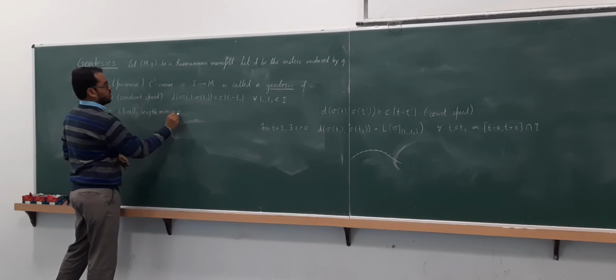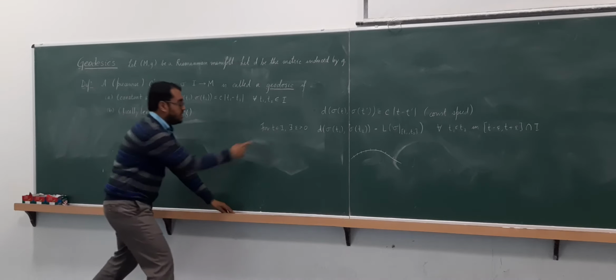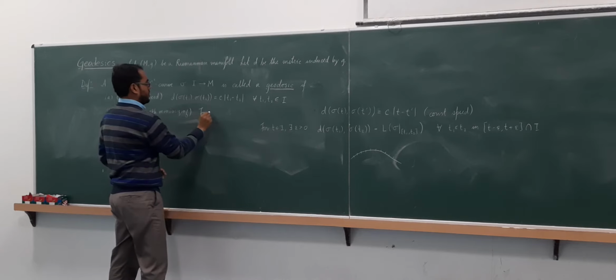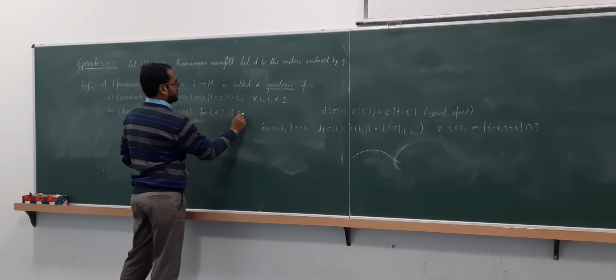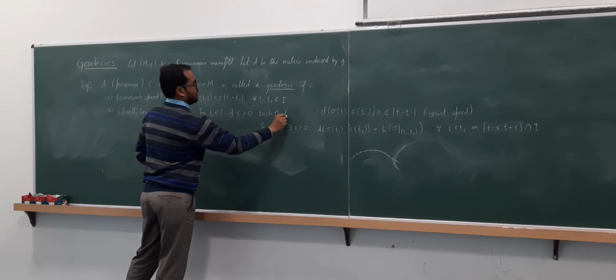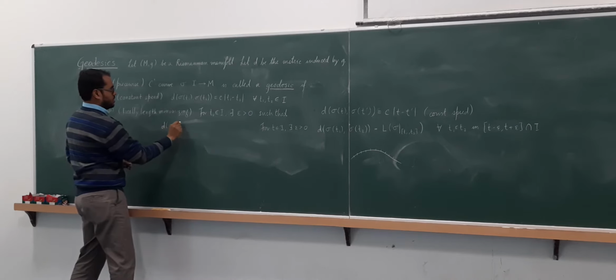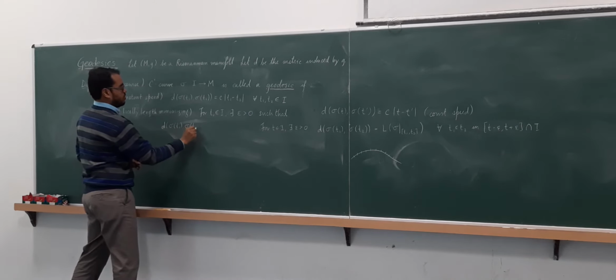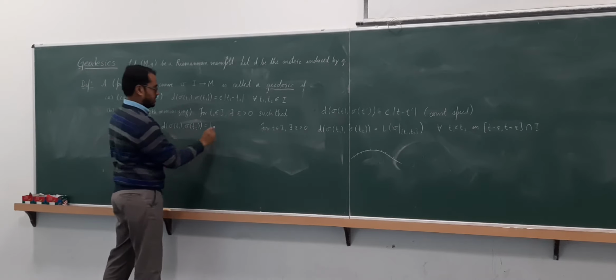I am just going to write down the same thing that I have over there. Right? So this means the same thing. So for T0 belongs to I, there is this epsilon bigger than 0. Just that whole thing, right? D of sigma T1, sigma T2 is the length of that thing.